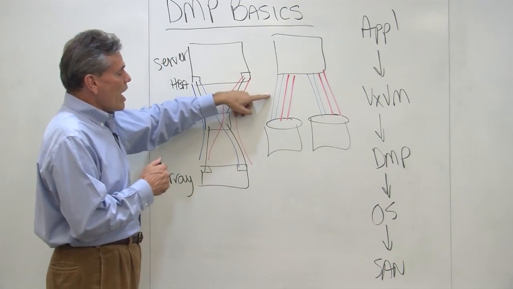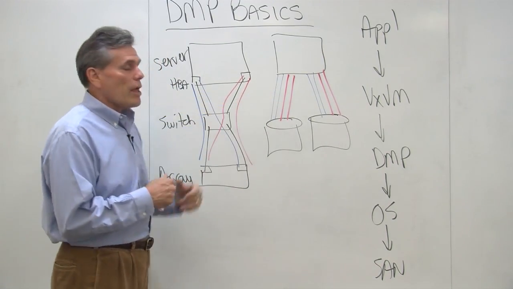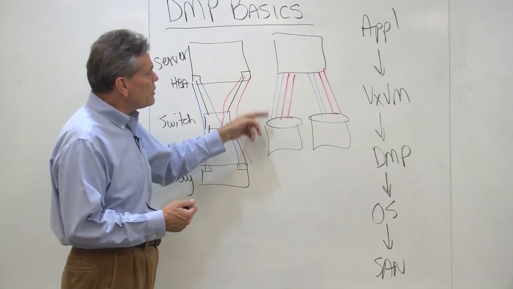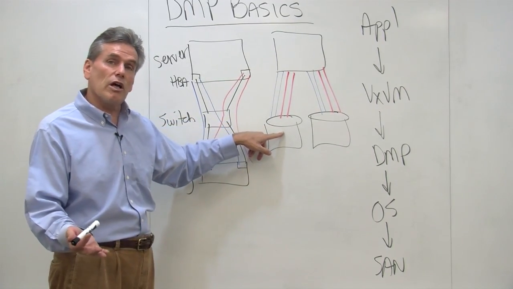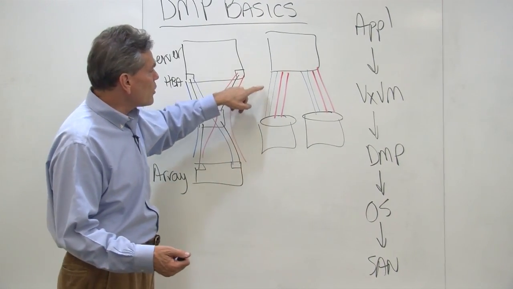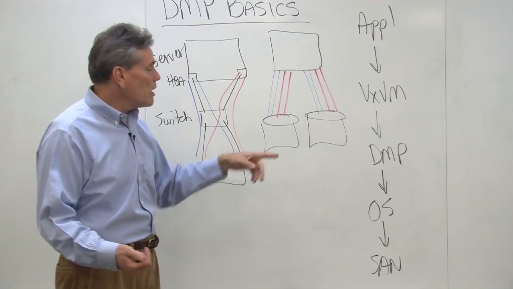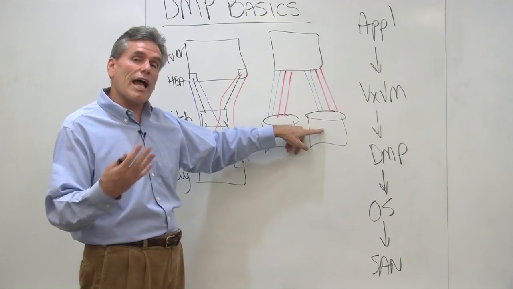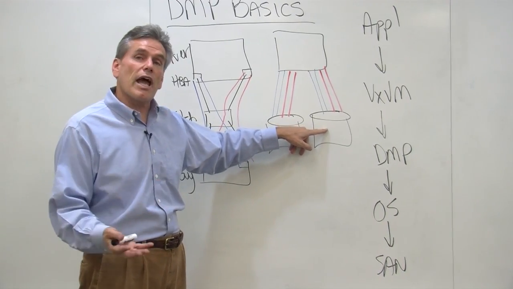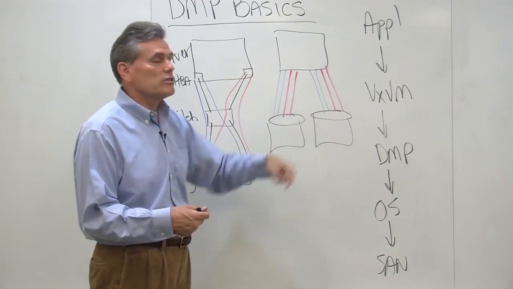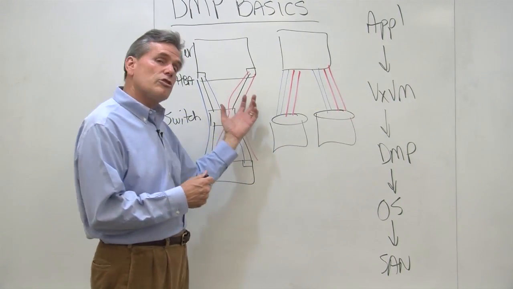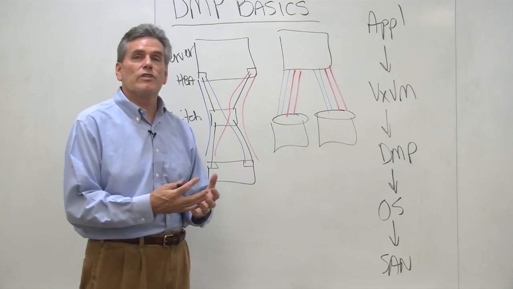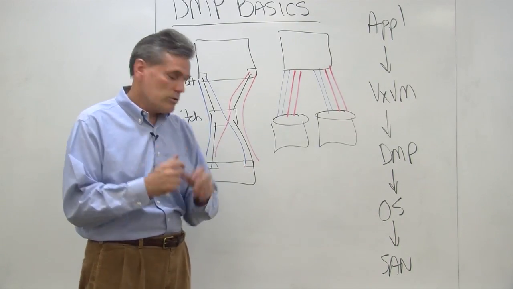When DMP does that, it's responsible for handling these paths. So DMP decides which path to go down. For example, if this is an active-passive LUN from an active-passive array, it can only go down 1 path at a time. If, for example, this is a LUN from an active-active array, it could theoretically send down all 4 paths at the same time. Okay? So DMP manages those paths, and the other key part of DMP is handling error situations.